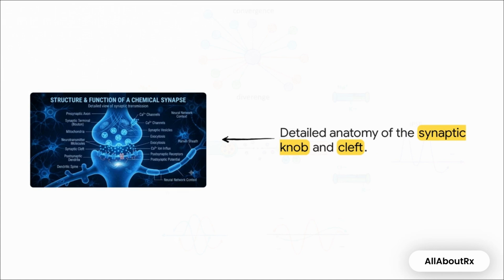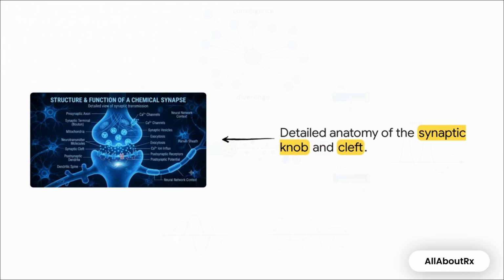Now, let's zoom in even closer on just one of those connections. You can see the synaptic knob, which is that swelling at the tip of the sending neuron. Inside it are these synaptic vesicles. Think of these like tiny molecular shipping containers, and they are fully loaded with chemical messengers called neurotransmitters. Between the sender and the receiver is the synaptic cleft.